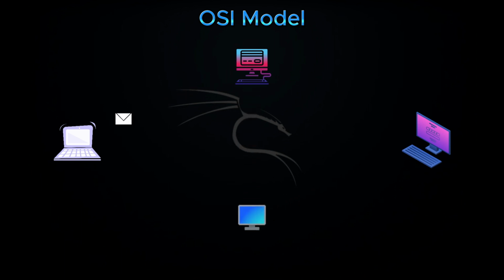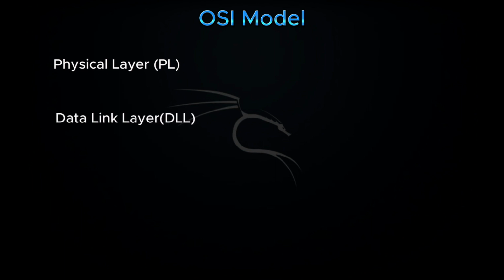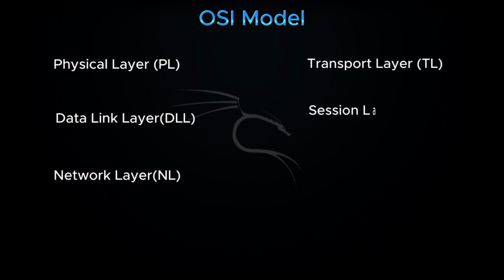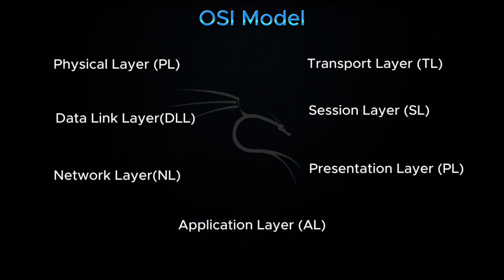Here are the 7 layers of the OSI model, from the lowest to the highest: physical layer, data link layer, network layer, transport layer, session layer, presentation layer, application layer. These layers are used for transmitting data between computers. We will discuss them one by one.